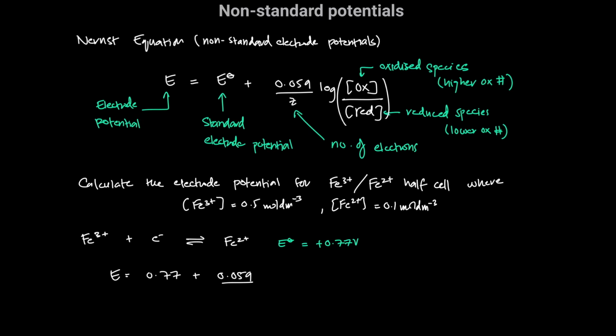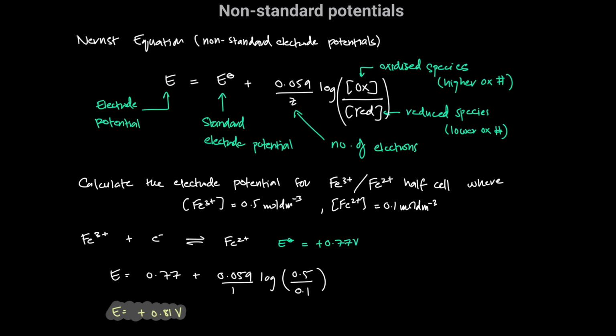So Z is just 1, times the log of the concentration of the oxidized species, the species with the higher oxidation number, that would be Fe3+, so 0.5, divided by the concentration of the species with the lower oxidation number, the reduced form, that would be the concentration of Fe2+. So what does the value of E come out to? Over here the value of E comes out to positive 0.81 volts. So that's your answer.